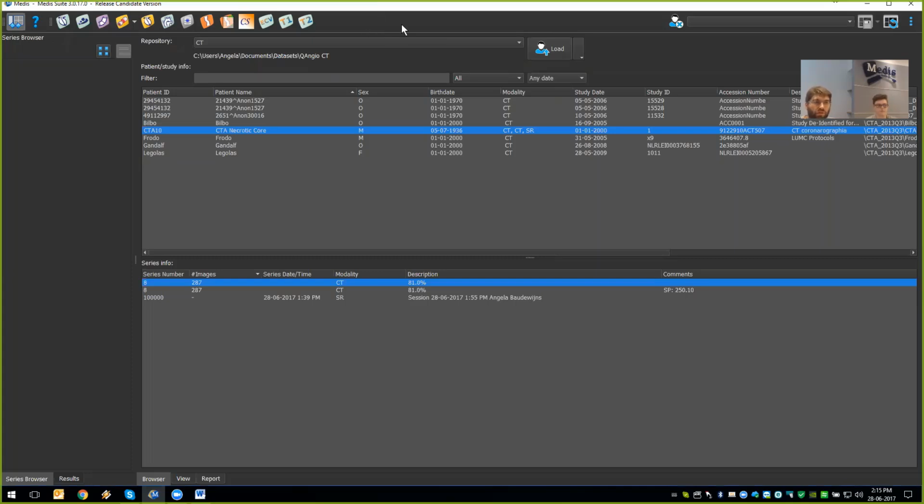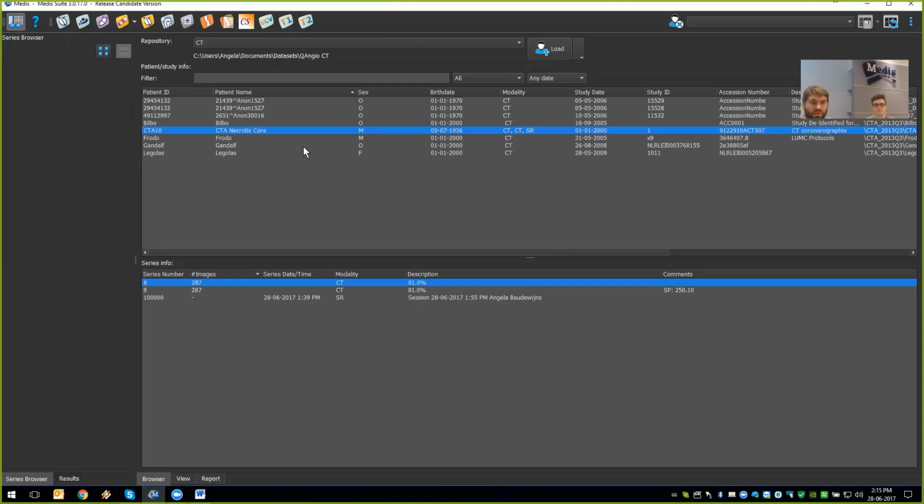First of all, I would like to show you quickly the new platform that we've just released, the Medis Suite platform, which gives a comprehensive overview of all the patients and data you have on the system, and allows you to then launch additional quantitative or detailed analysis apps like QAngio CT.